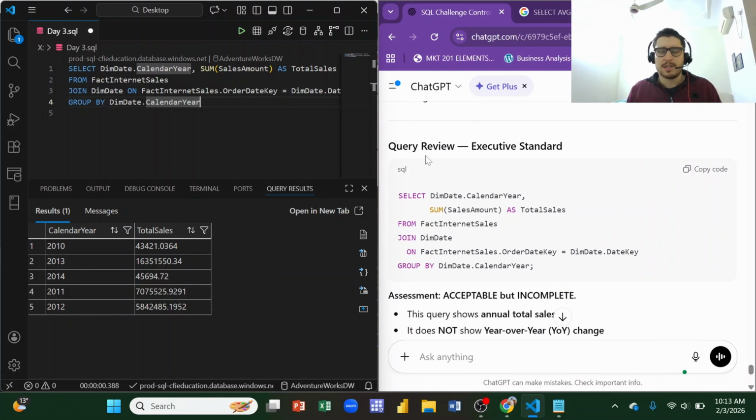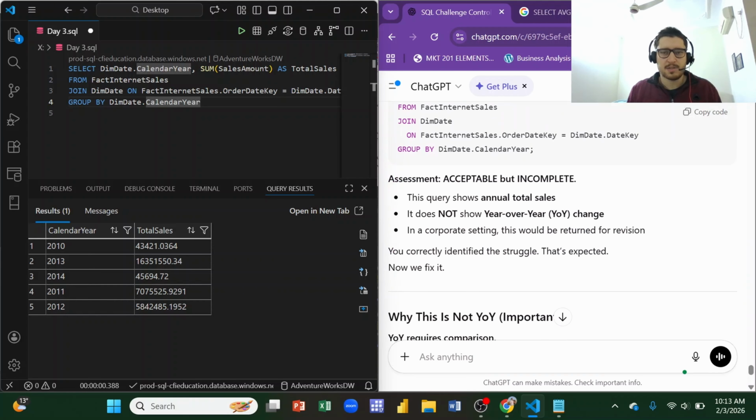So it started reviewing my code, and it gave me the assessment that it was acceptable but incomplete. It says that this query shows annual total sales, but it does not show the year on year change. In a corporate setting, this would be returned for revision. You correctly identified the struggle that is expected.